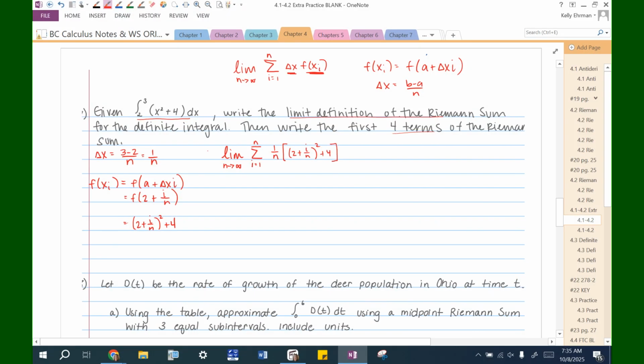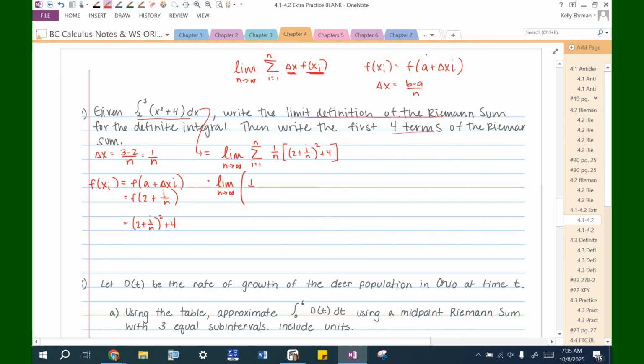So this is the limit definition for that integral. They are exactly equal to each other. We're just going to show the first 4 terms. When you're showing that you're adding some terms together, it's going to drop the sigma notation, but you're going to keep the limit notation because you haven't actually taken the limit of anything, and we're not going to.